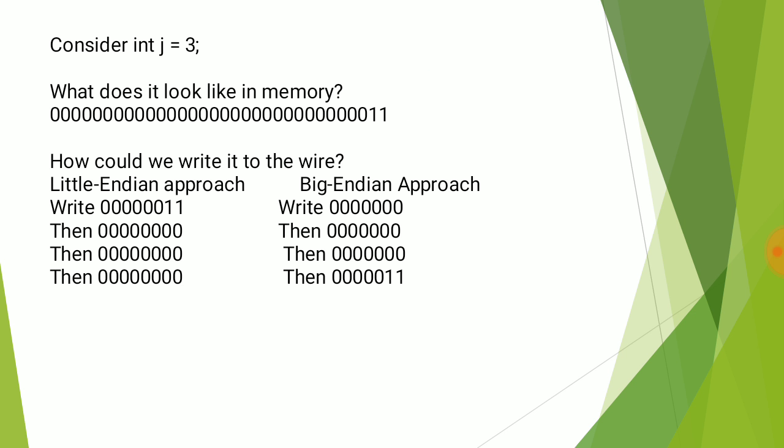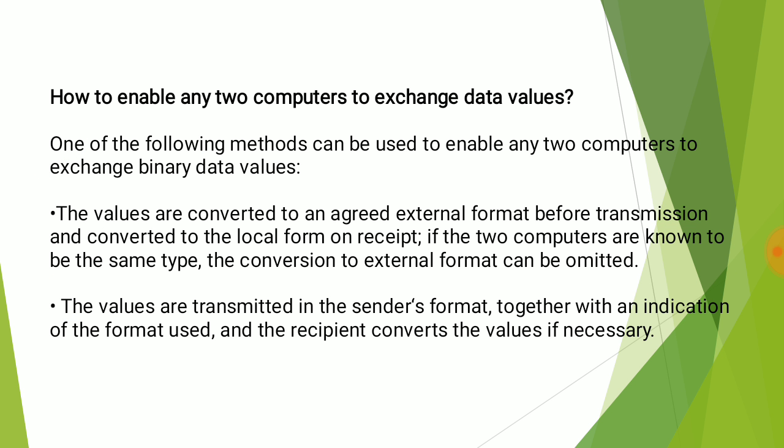For example, consider the expression int j equal to 3. It is represented like this in memory. So, in the big endian approach, it is written from left to right, and in the little endian approach, it is written from right to left. So, the most significant bits are written in the smallest memory address in the big endian approach, and the least significant bits are written in the smallest memory address in the little endian approach.